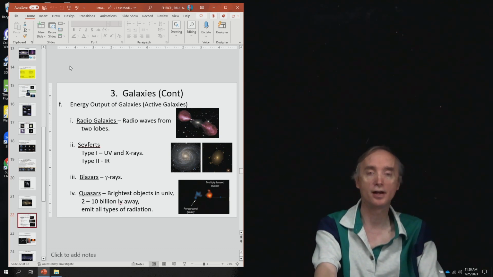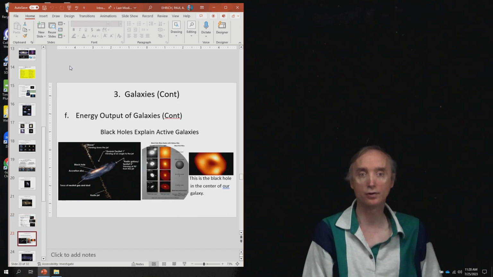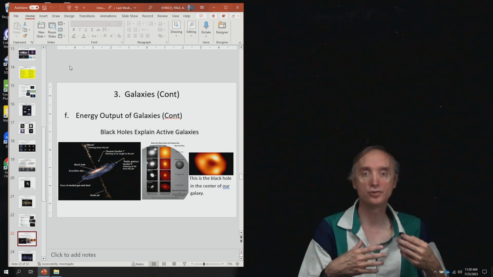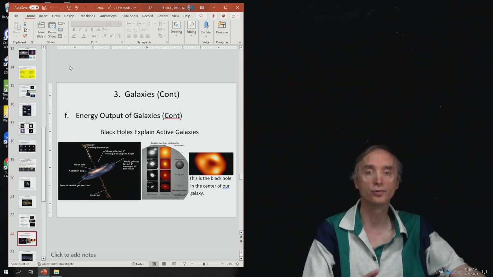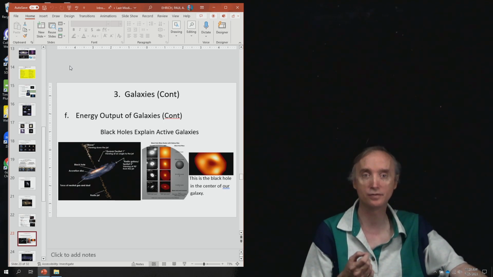Well, all of these different kinds of galaxies can be related to black holes. As material falls onto a black hole from the accretion disk, it is going to give off tremendous amounts of energy. And then that energy can be channeled through the magnetic field of that black hole. So we think that most galaxies have a supermassive black hole in their middle. Okay, and the supermassive black hole is emitting lots of energy.